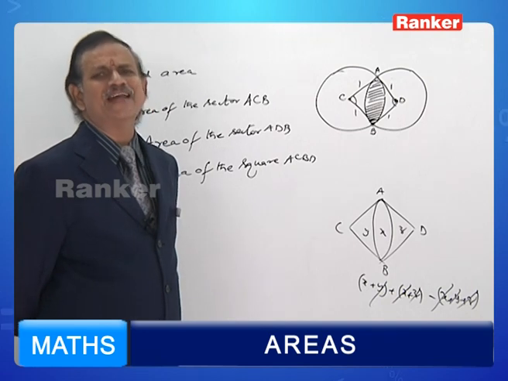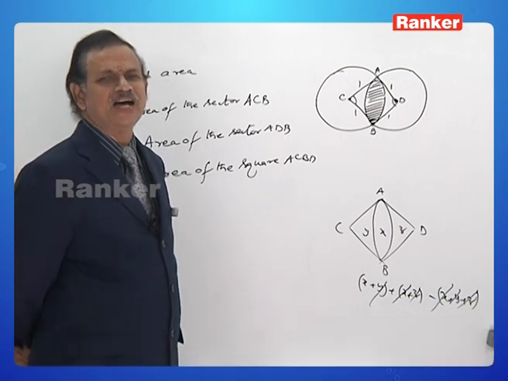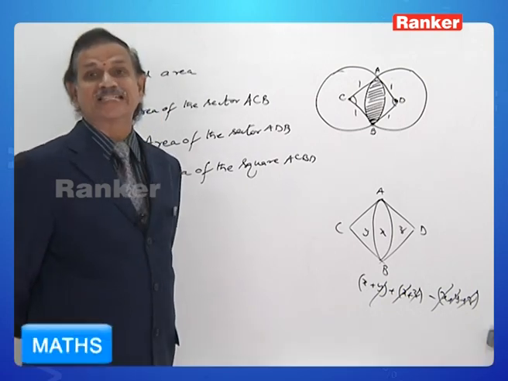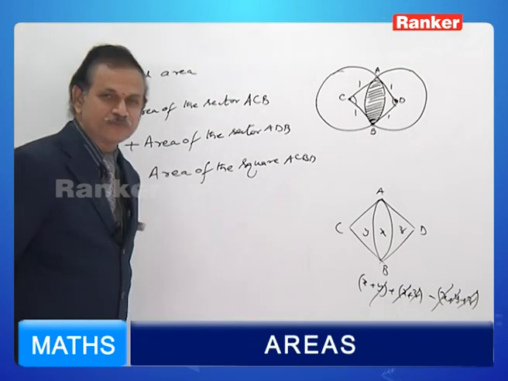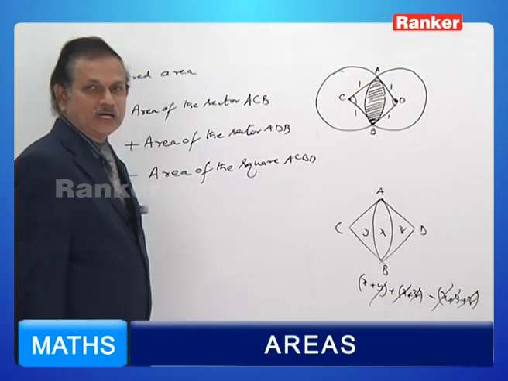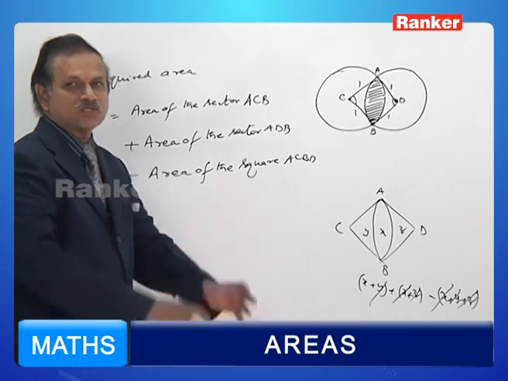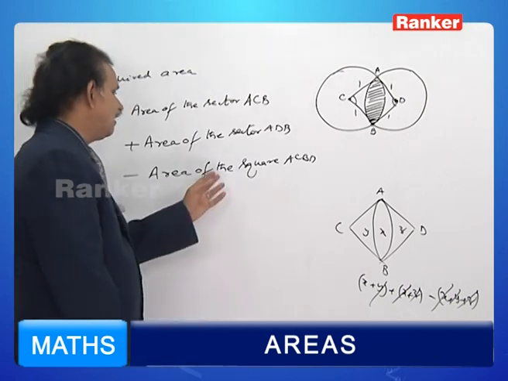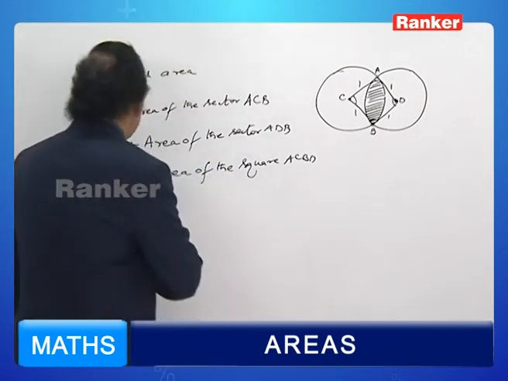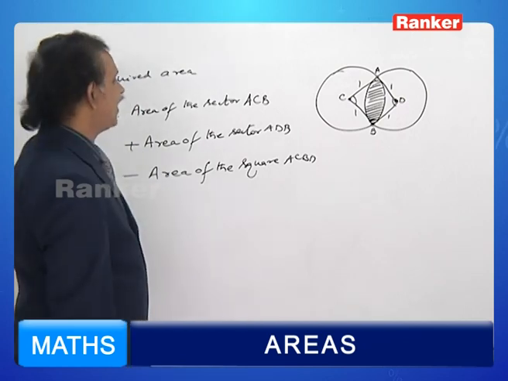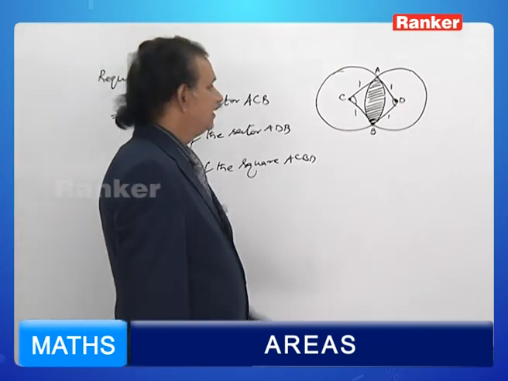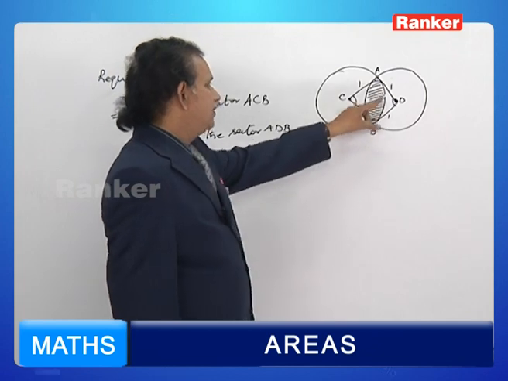This is the plan of obtaining the area of intersection. Or rather, the common area of the two intersecting circles is supposed to be obtained like that. And this is the proper plan to have the area, isn't it? Okay, first of all, what is the area of this sector? This sector ACB.